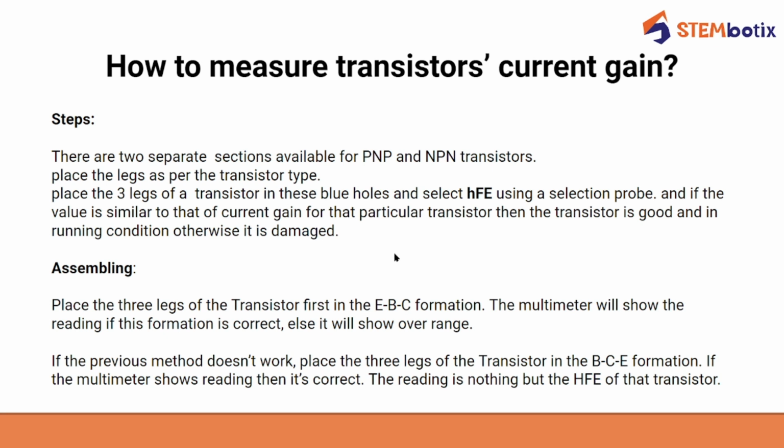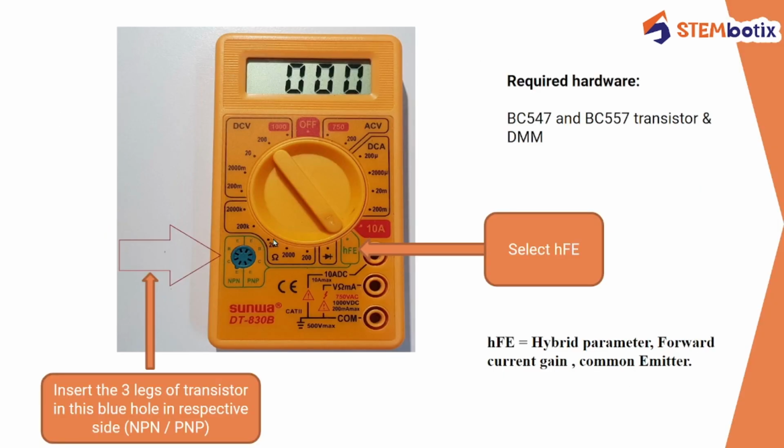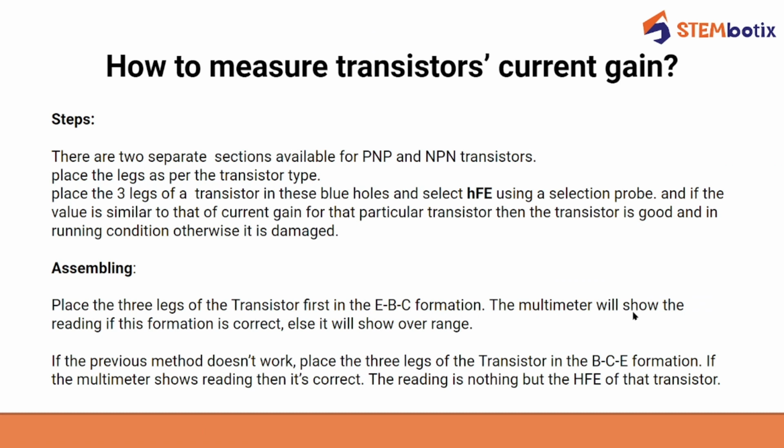So how will you assemble this? Place the three legs of the transistor in the E, B, and C positions, and the multimeter will show the reading if this information is correct, else it will show over range. If you have connected properly and the transistor is in good condition, then it will give a result in range, or else it will show you over range.